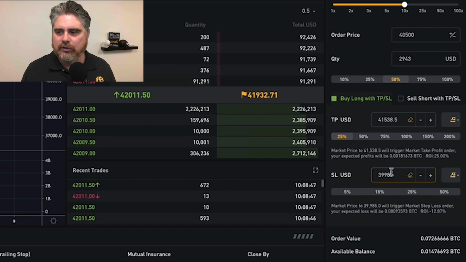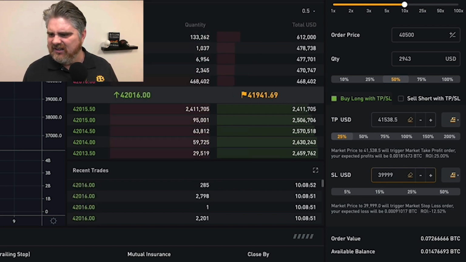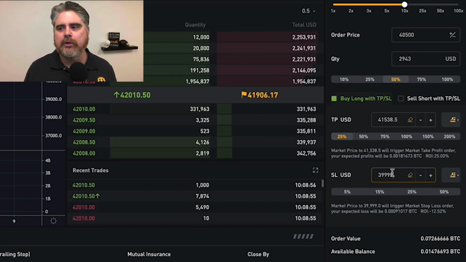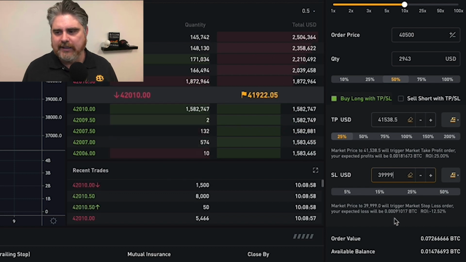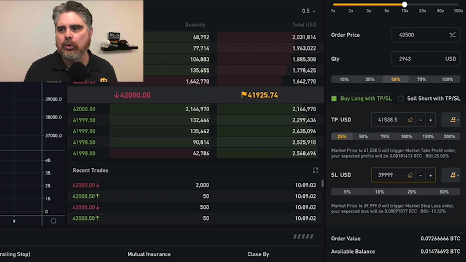I feel like that's a little bit too strong. If I set it at 99, still a 12% loss. So 12% is about probably what I'm going to be willing to lose on this trade here. So once you do this, you're going to click buy long and your order is going to be set.